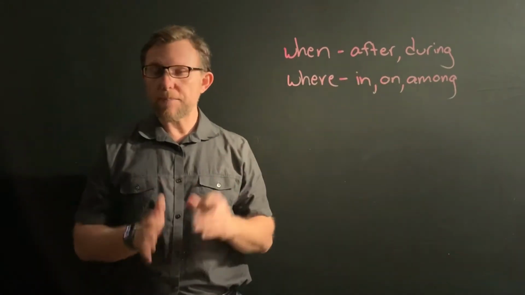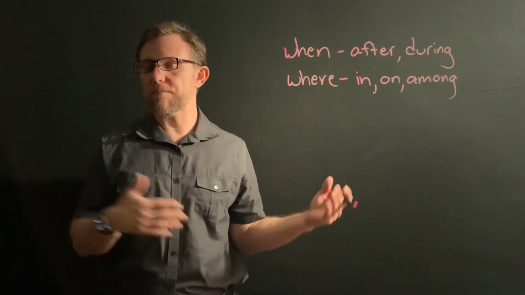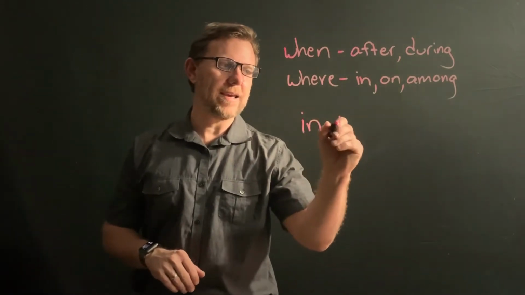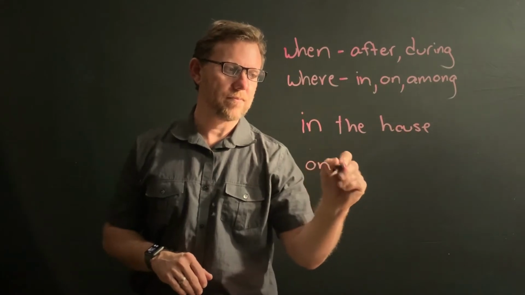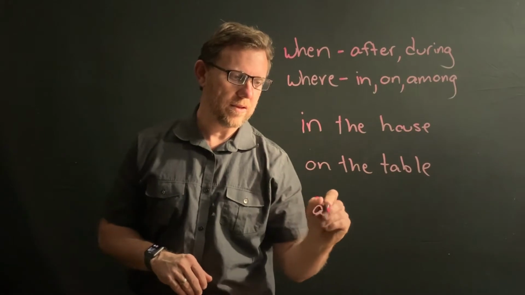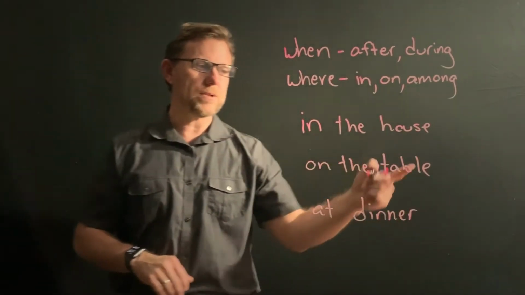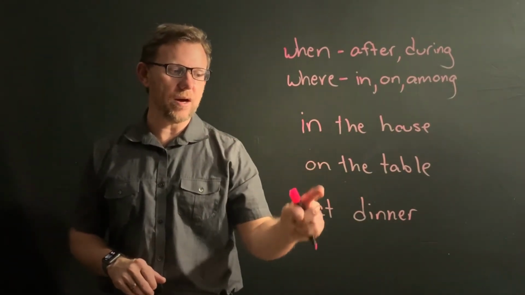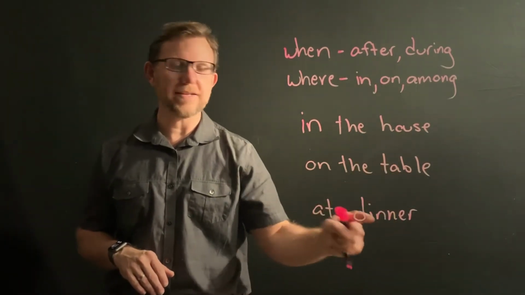Now, Latin prepositions work, as I said, like English prepositions. That is, they introduce a prepositional phrase. So in English we have things like in the house, on the table, at dinner. All of these prepositional phrases contain two basic elements. They contain a preposition, in, on, and at, and they contain an object of the preposition, house, table, and dinner.